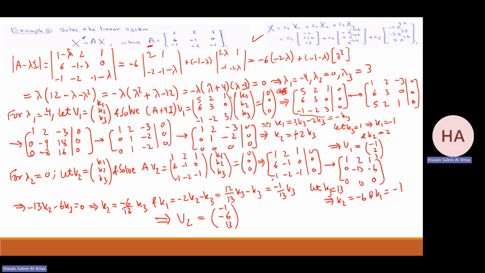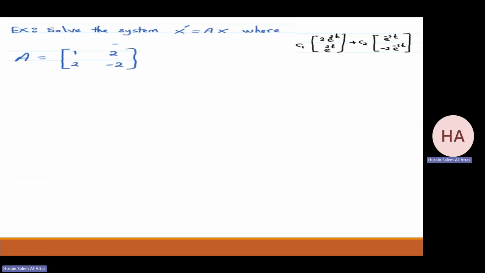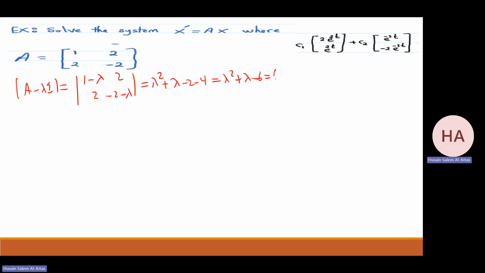But I think this should be 6. There is no one here. Okay, I'll do this one, which is quick, then I will stop. Solve this system. Eigenvalues: A minus lambda I gives me 1 minus lambda, 2, 2, minus 2 minus lambda. This will be lambda squared plus lambda minus 6, which is lambda plus 3 times lambda minus 2 equals 0. So I have lambda 1 equal minus 3, lambda 2 equals 2.